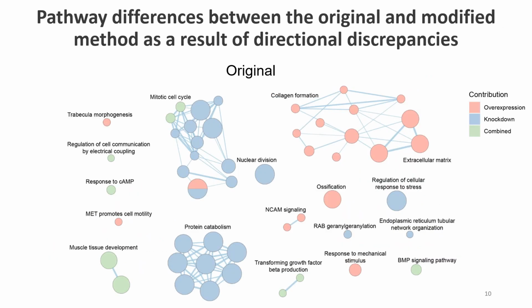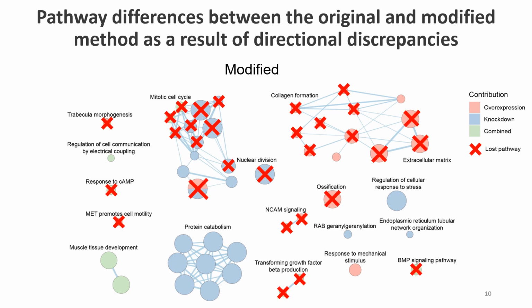This change in gene rank, as well as in the number of significant genes that we identify, influences the pathway level findings. So using the original method, we can see that some of the pathways we identify include ossification, NCAM signaling, transforming growth factor beta production, protein catabolism, muscle tissue development, mitotic cell cycle, collagen formation. But when we account for direction, some pathways are lost.